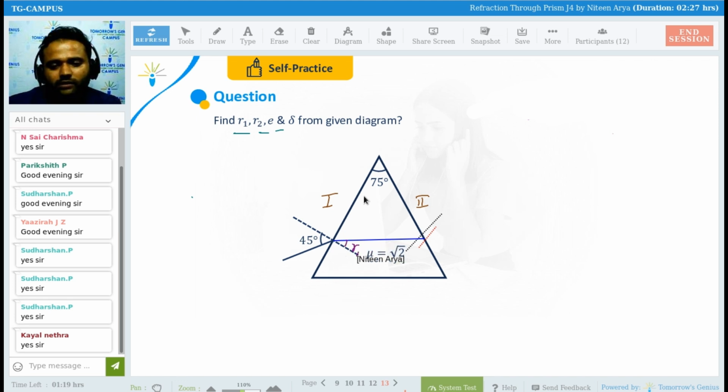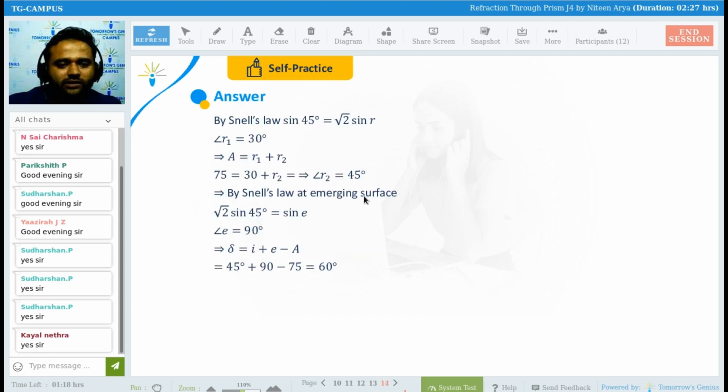So this is your R1, this is your R2, and by Snell's law, 1 into sine 45 equals root 2 into sine R1. R1 you can find, in general 30 degree. We know that A equals R1 plus R2, which is 75, so with R1 as 30, R2 is 45 degree. By Snell's law at the emergent surface, we can find the emergent angle as well. Angle E equals 90 degree. Deviation also. Is this clear, everyone?